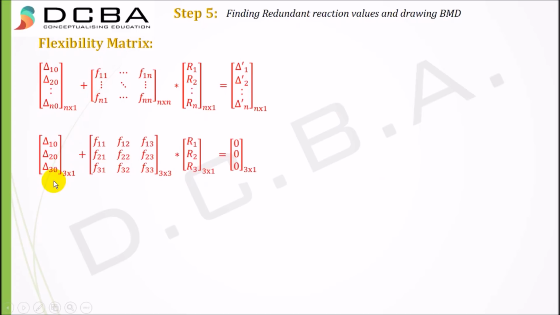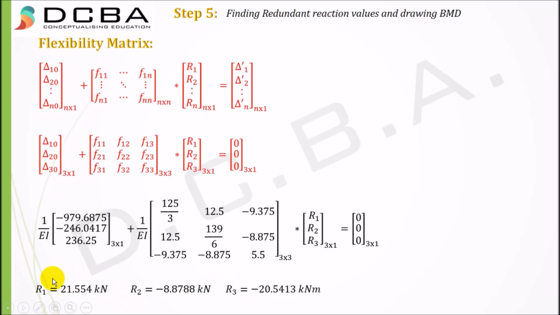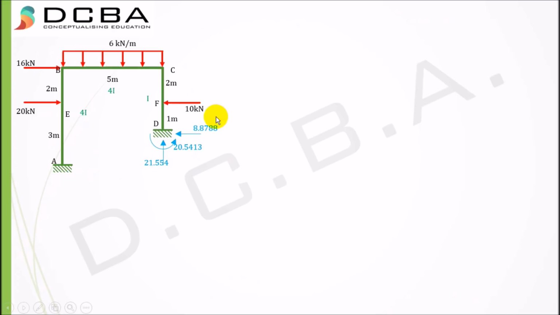So putting the values here, delta 10, 20, 30, I get this big equation, and then solving this equation to find R1, R2, R3, I get your redundant values, right? R2 is minus 8.8788, and R3 is minus 20.513 kilonewton meter. These are your redundants. And once you have found these redundant reactions, you can easily find the three remaining reactions, because now the frame has become determinate.